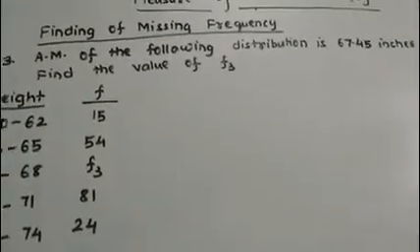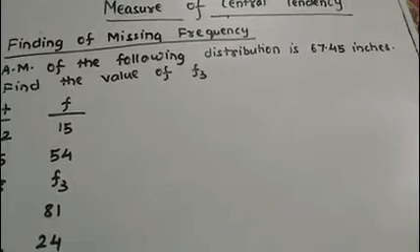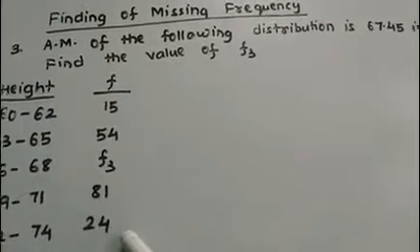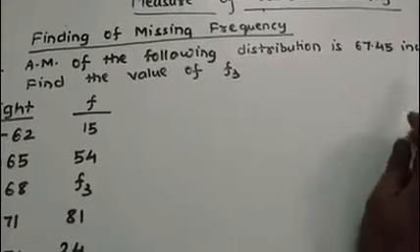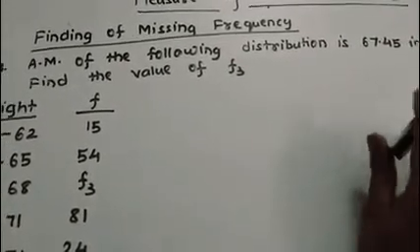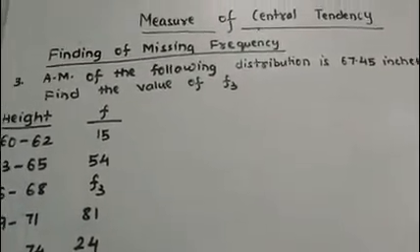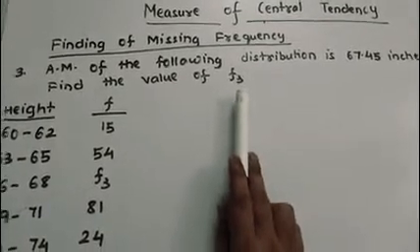So the question is that the arithmetic mean of the following distribution is 67.45 inches. That means this distribution table has the arithmetic mean 67.45. So one hint is given to you, that is, the arithmetic mean is here 67.45. Find the value of F3. F3 is frequency number 3.